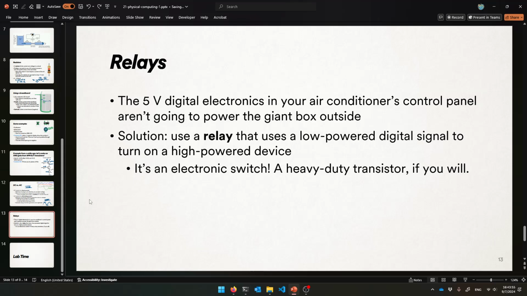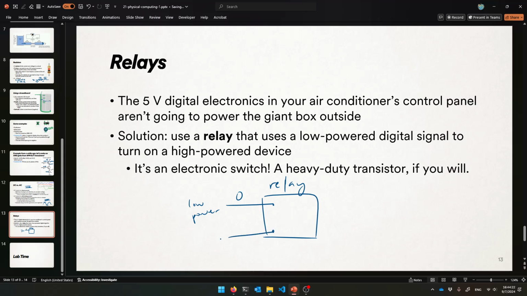a relay, right? It's a little box. Think of it like a box. It's essentially like a fancy transistor. It's a heavy-duty transistor, right? It uses, just like a normal transistor would, a little tiny bit of power, a low power input, to control, like you send in a 0, for example, it controls a high power output kind of thing.